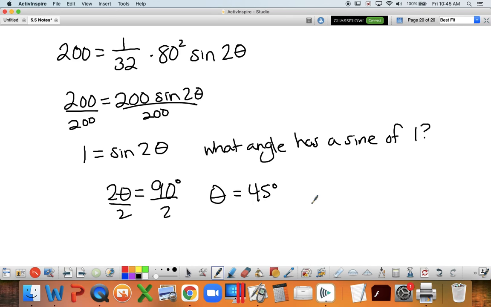So that sums up section 5.5 and our unit. So at the end, this is the end of our unit.